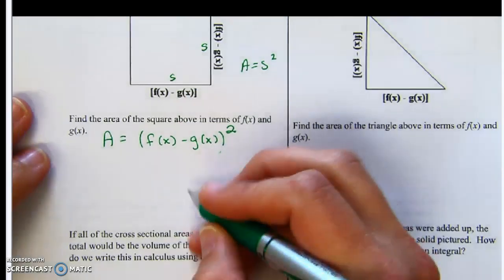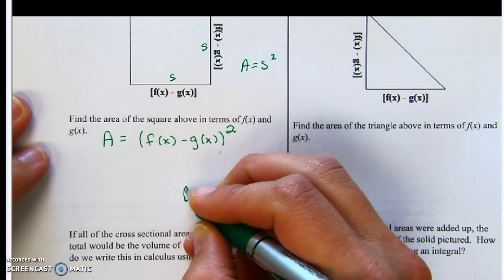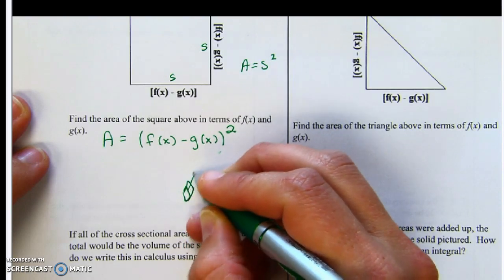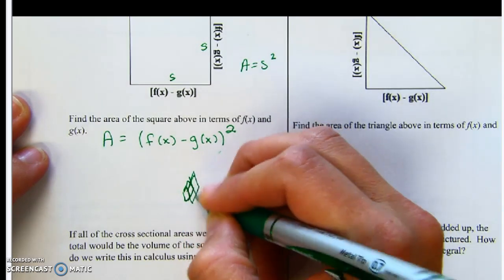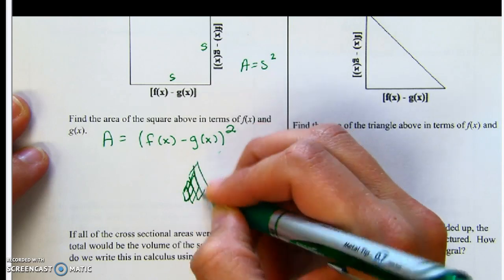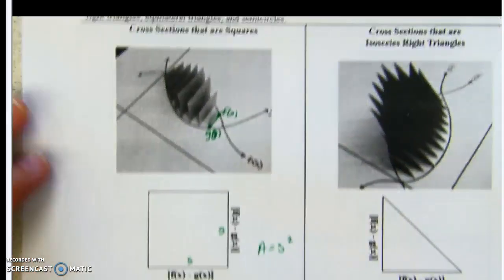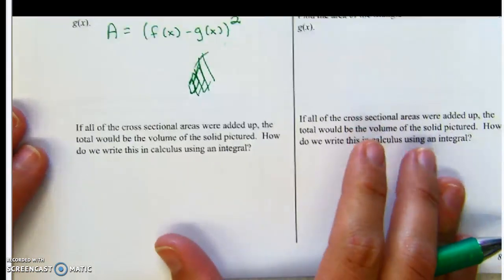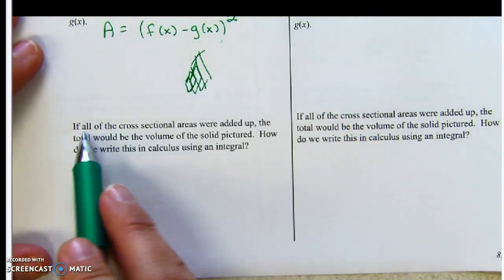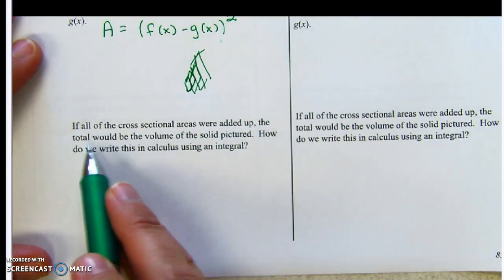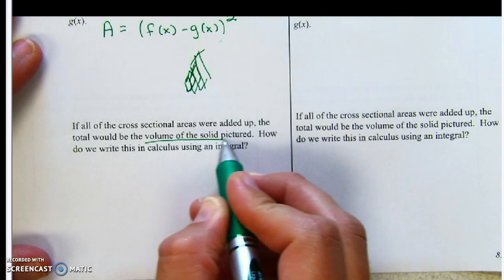Okay, what happens if we take a square and add it to another square and add it to another square, and we add up all these squares? If we add them all up, we get a bunch of volumes. You agree? So that's what we're going to do. If all the cross-sectional areas were added up, the total would be the volume of the solid pictured.